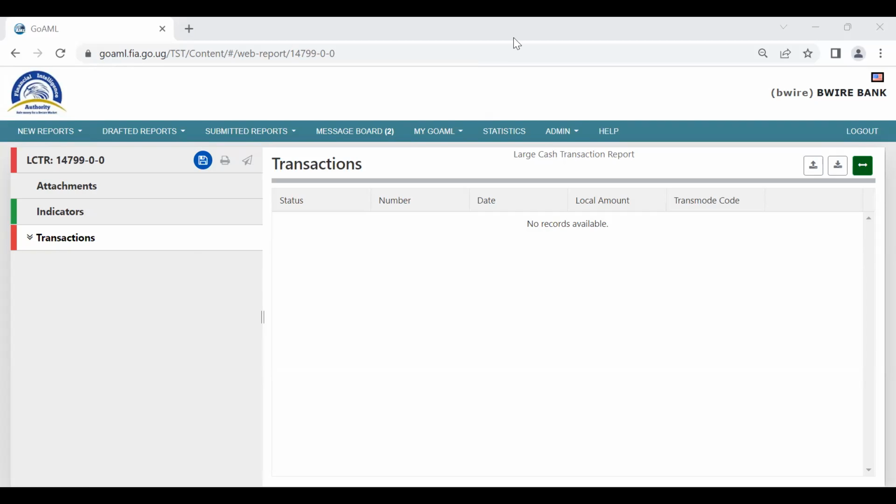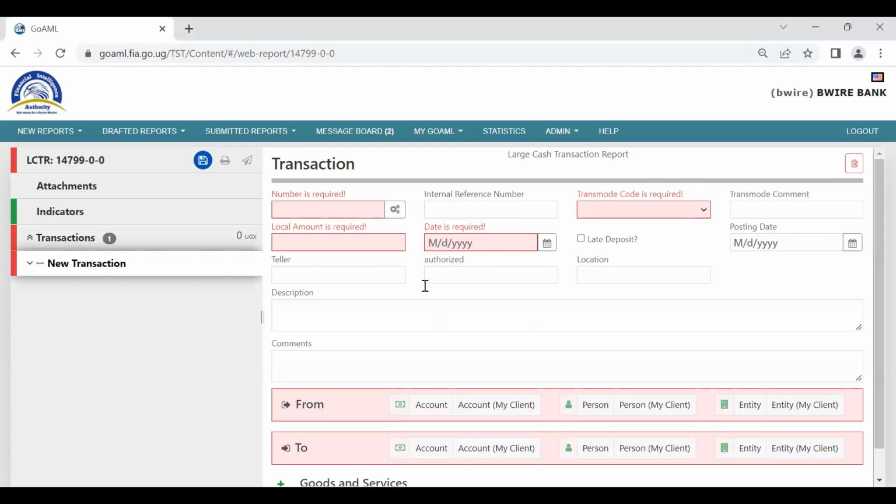Okay, so let's proceed to transactions. You click on this screen, add by party or this. So it brings this screen. What we are going to do with large cash, we are going to see how to add more than one transaction. We are going to capture transaction 1 in a Forex scenario. Transaction 2 will be in a money remittance kind of scenario.